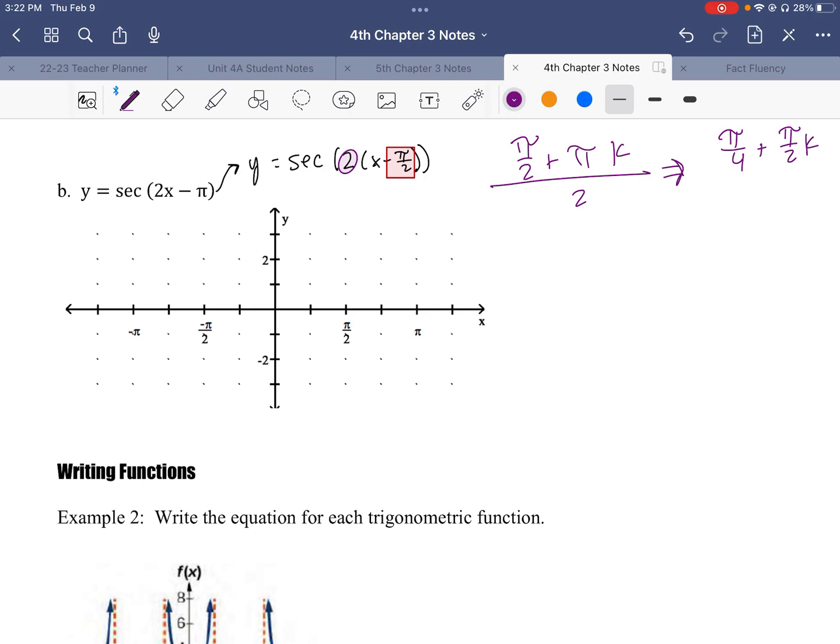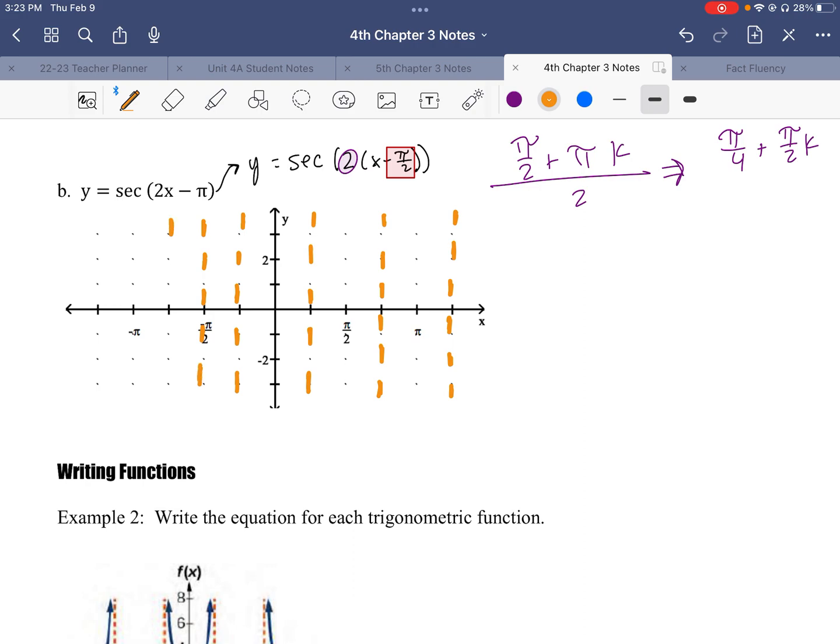which I know is kind of a strange way to wrap your brain around this, but that means that it's going to be at pi fourths, which would be right here. This is our pi fourths mark, and then it would be plus another pi halves. Every time we add a pi half, that would change it. So 3 pi fourths is our next asymptote, and then we're going to have one here too, and we can go the other direction also.